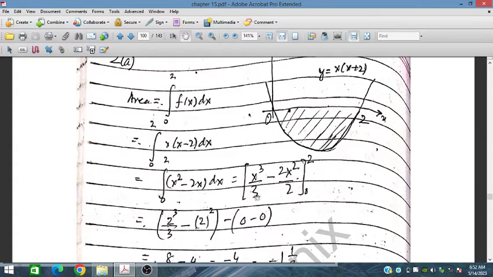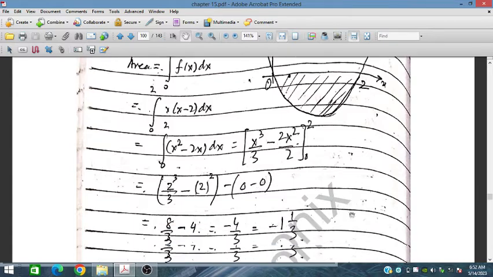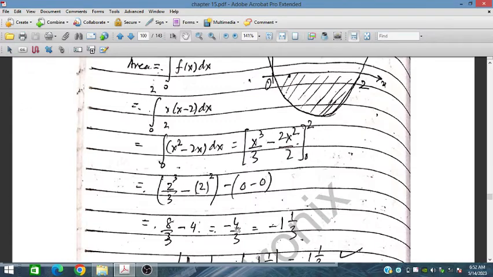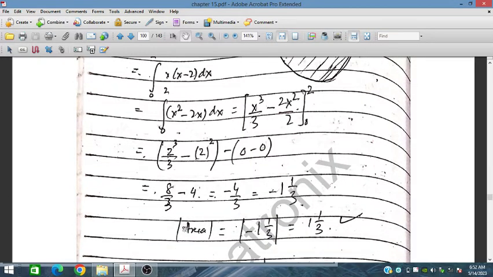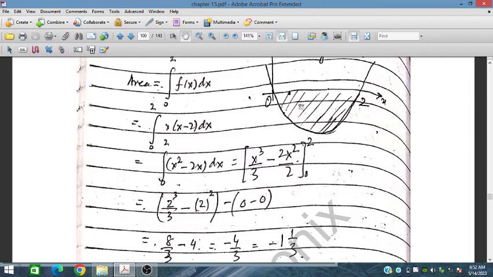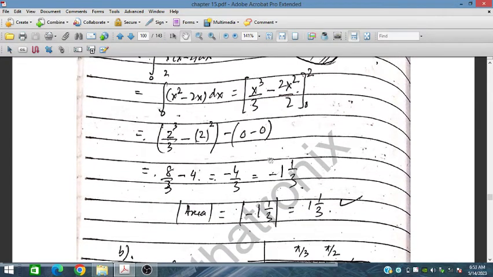This is x cube upon 3 minus 2x square upon 2, with limits 0 to 2. The 2 will cancel. So this is 2 power 3 upon 3 minus 2 power square, minus the lower limit, which is 0. On solving we have this result. Since area is always a positive value, we take the magnitude of this value, which is 4 over 3.